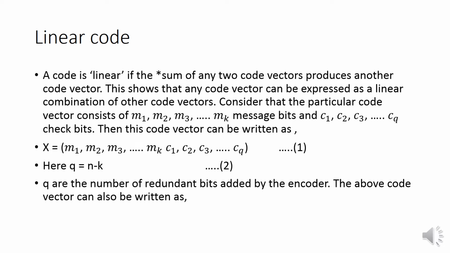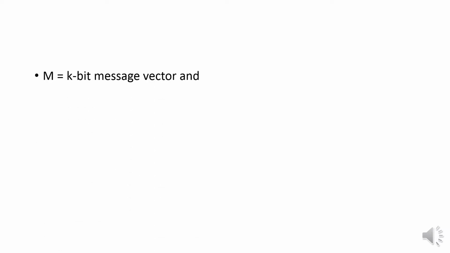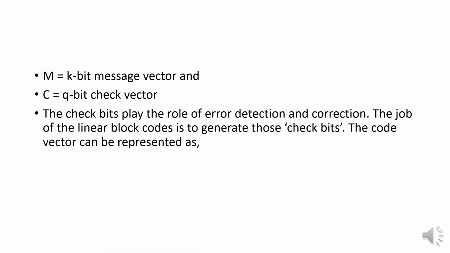The above code vector can also be written as x equals m concatenated with c. Here m is the k-bit message vector and c is the q-bit check vector. The check bits play the role of error detection and correction. So the job of the linear block code is mainly to generate the check bits.